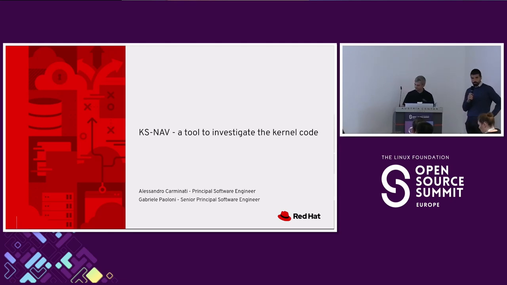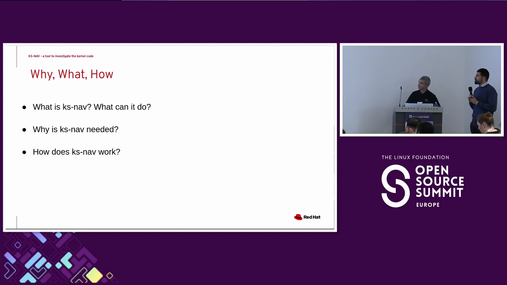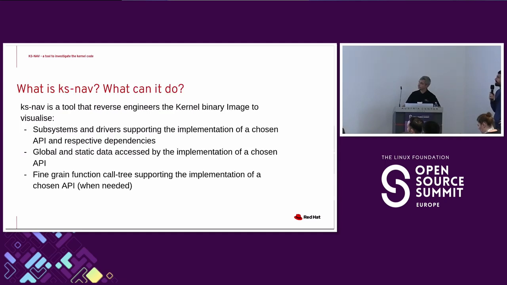For the people that were not present at the previous session, I'm a senior principal engineer at Red Hat, chairman of the governing board of the ELISA project. In this session, we'll look at what KSNAP is, what it can do, why it is needed, and how it works. KSNAP is a tool that is able to reverse engineer the kernel binary image to provide a static view of the code and of its interaction.